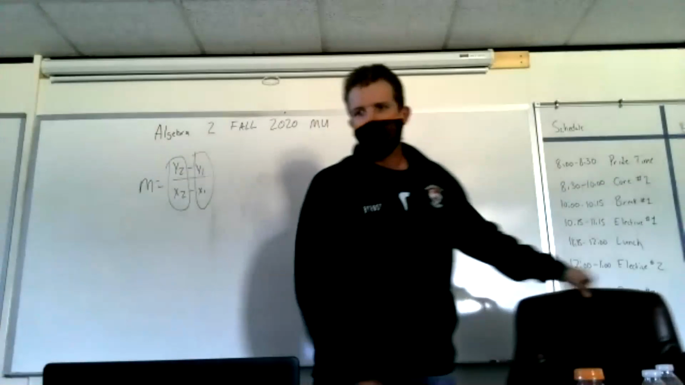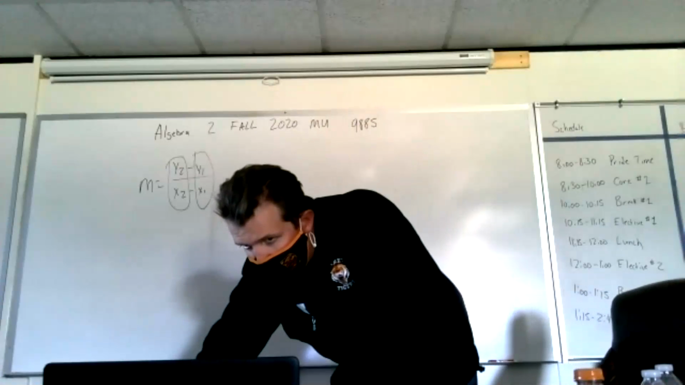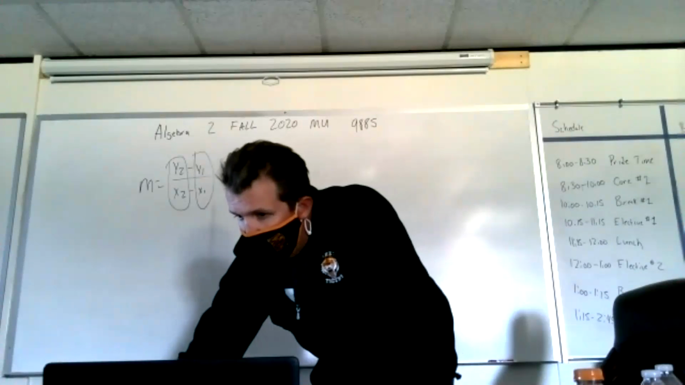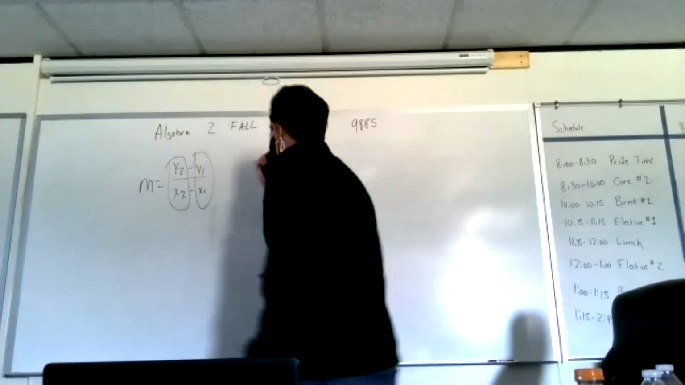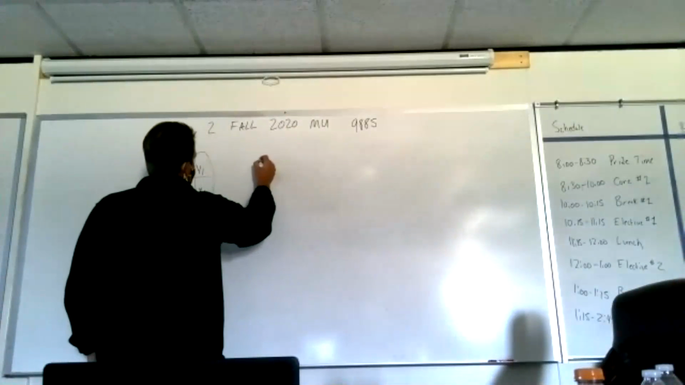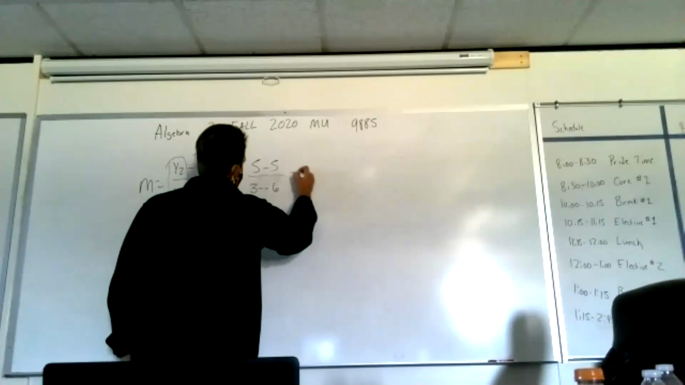Also remember that in our ordered pairs, when they're presented, the 5s are the y. The first x value is 3. The second x value is negative 6. So the x is the first number, the y is the second number. So we're going to have 5 minus 5 on the top, and then 3 minus a negative 6 on the bottom. Okay? So 5 minus 5 over 3 minus a negative 6.